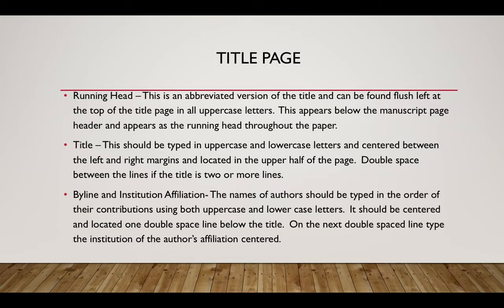The title should be typed in uppercase and lowercase letters and centered between the left and right margins, located in the upper half of the page. Double space between the lines if the title is 2 or more lines. And below that is what we call the byline and institution affiliation. The names of the author or authors should be typed in the order of their contributions, using both uppercase and lowercase letters. It should be centered and located one double space line below the title. On the next double space line, type the institution of the author's affiliation centered.